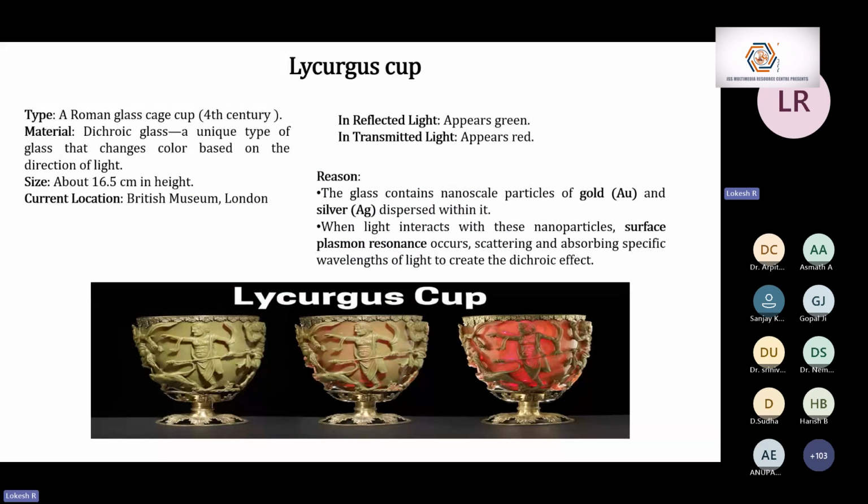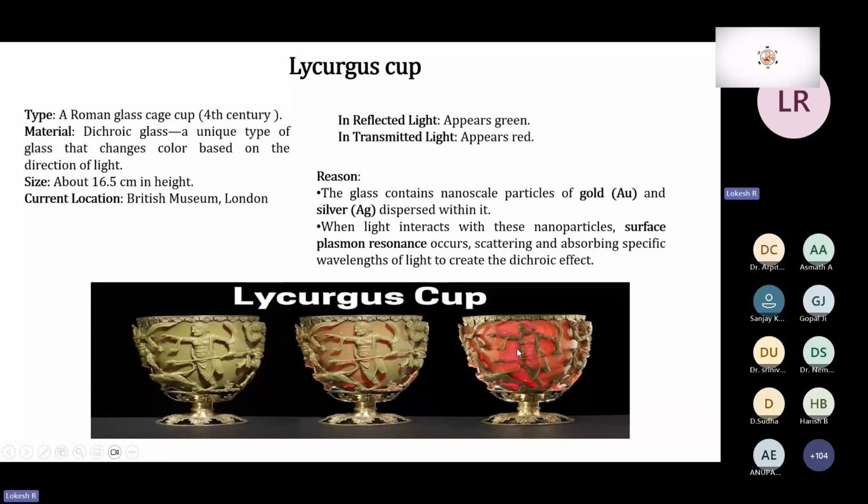It is a Roman glass cup of the 4th century. It works on this dichroic effect. See, it is the same glass, but you are able to see 3 different colors. When light is reflected, it appears green. When it is transmitted, it appears red.